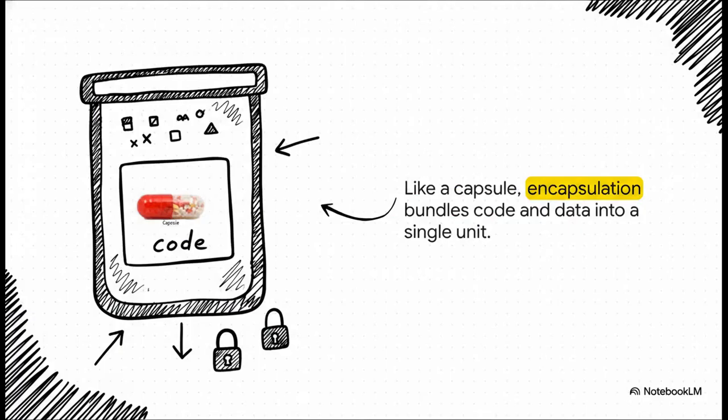A perfect way to think about this is like a medicine capsule. The plastic shell protects what's inside and it controls how it's released. Encapsulation does the same thing for an object's data. It makes sure it can only be accessed through the proper channels, which are its methods. This keeps your code clean and it keeps it secure.